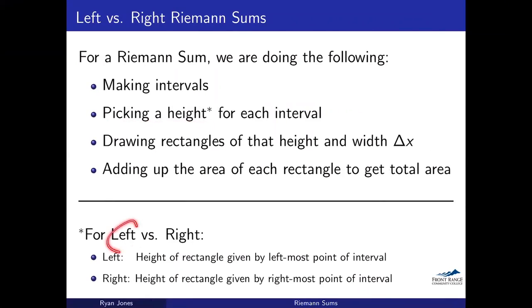Picking this height depends on if it's a left or a right. If it's a left Riemann sum, the height of the rectangle is given by the leftmost x coordinate of that interval. If it's a right Riemann sum, the height of the rectangle is given by the rightmost x coordinate of that interval. And if I said to try a midpoint, the height of the rectangle is given by the middle point of that interval. And so there you go.